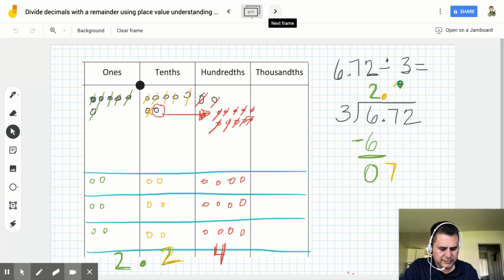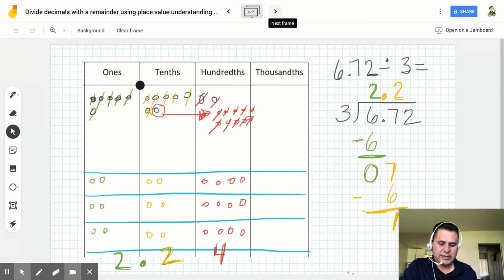So if everyone gets 2 dimes or 2 tenths, how many have I given away? 2, 4, 6. I've given away 6. How many tenths do I have left over? 1. I have 1 left over, so that's like subtracting. And what did I do with this 1 in order to keep up dividing?